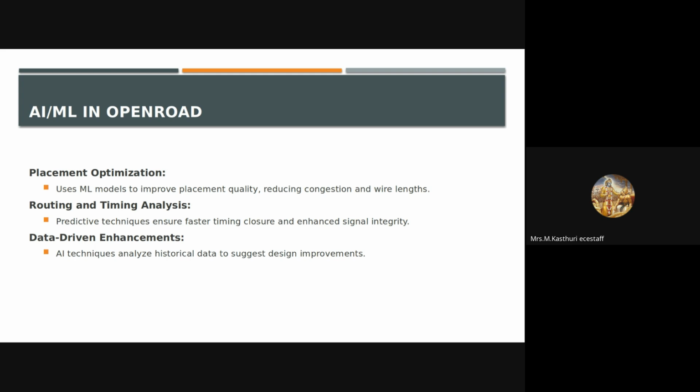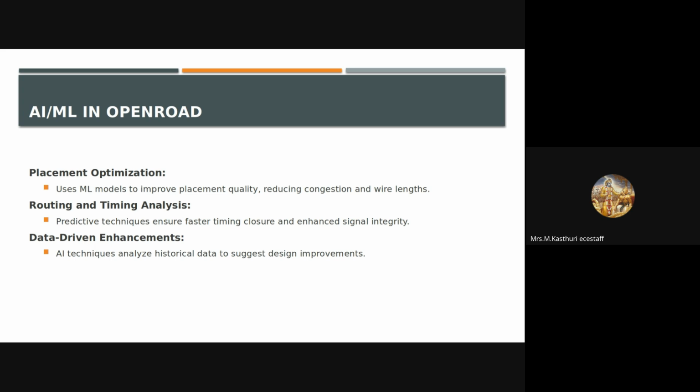AI and ML in OpenROAD. Placement optimization using OpenROAD leverages ML to improve placement quality, which is crucial in minimizing violations and reducing congestion. By using ML algorithms, the system learns from past design data and can predict optimal placements that lead to more efficient design. This leads to better performance, lower power consumption, and reduced design area, as the placement process becomes both faster and more accurate.